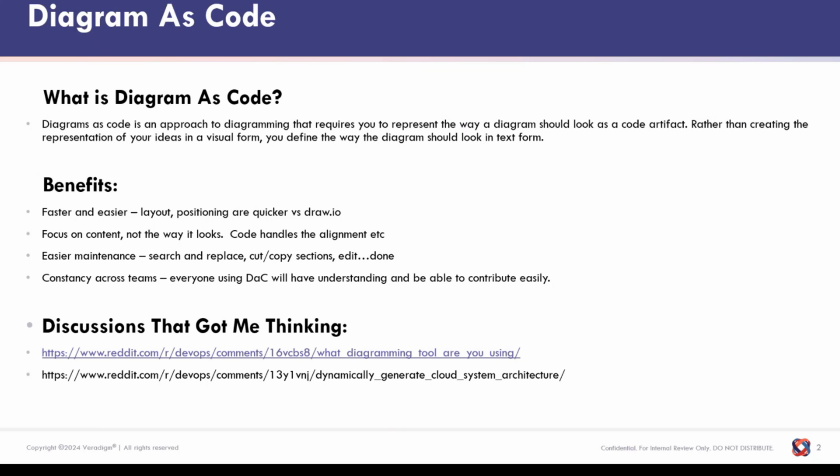Well, that's kind of where diagram as code comes in, right? And so we look at the benefits: it's faster and easier. The layout, the positioning, etc. That's all handled by the code. The code will generate all of that for you. It allows you to focus on the content. Once again, I already commented about how it looks, what the alignment looks like, is this one centered, and etc.